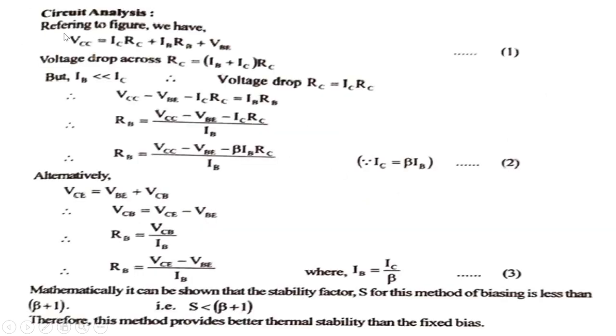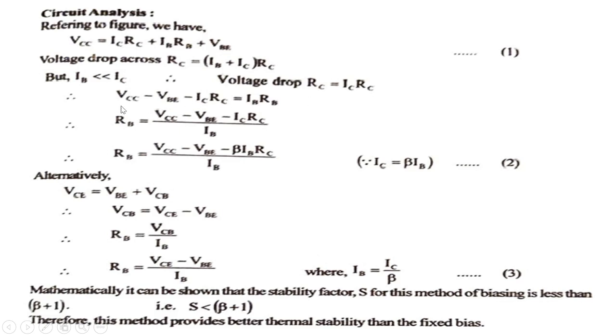Circuit analysis. Here, referring to the figure, we have VCC equal to ICRC plus IBRB plus VBE. Voltage drop across RC equal to (IB plus IC) into RC. But IB is less than IC. Therefore, voltage drop across RC equal to ICRC.